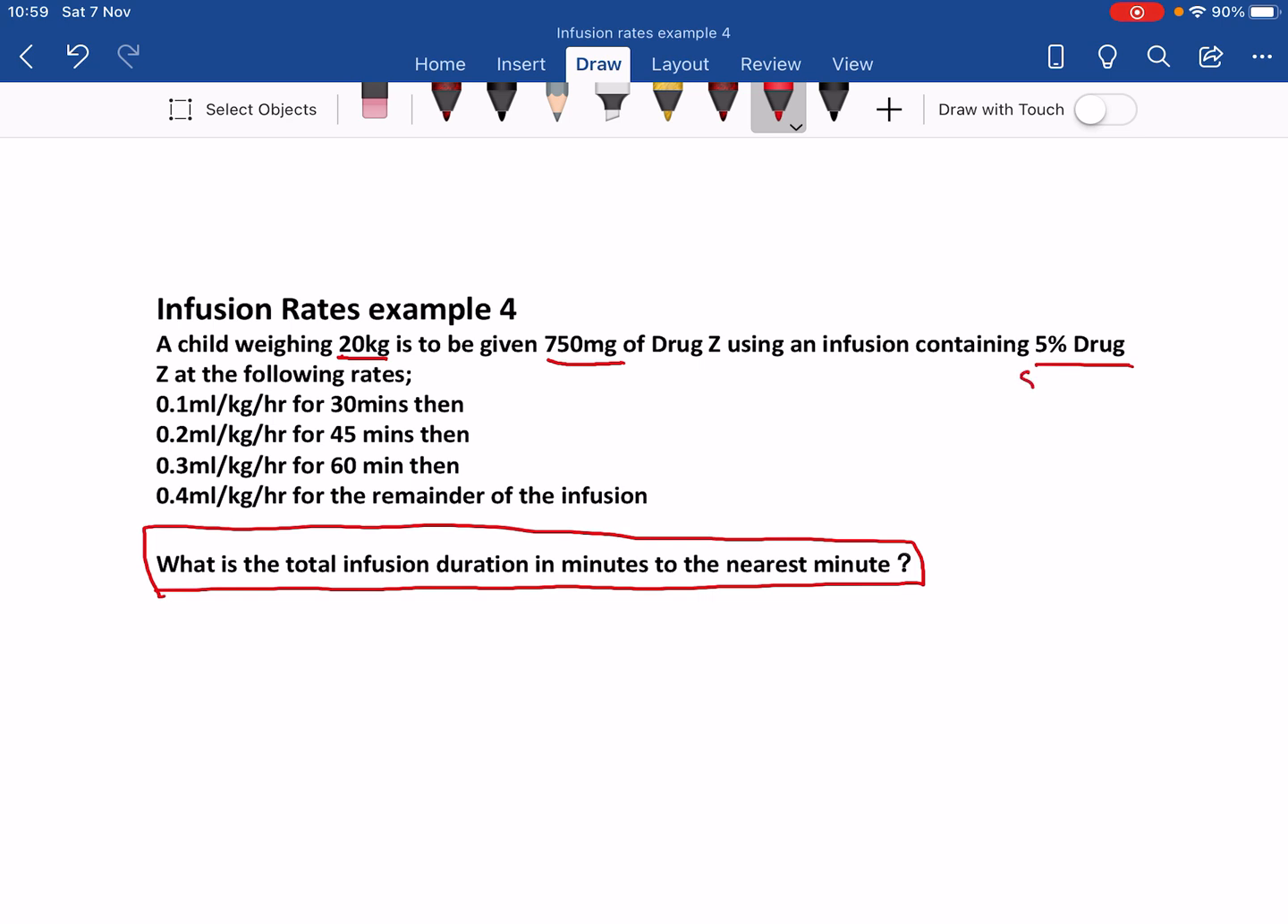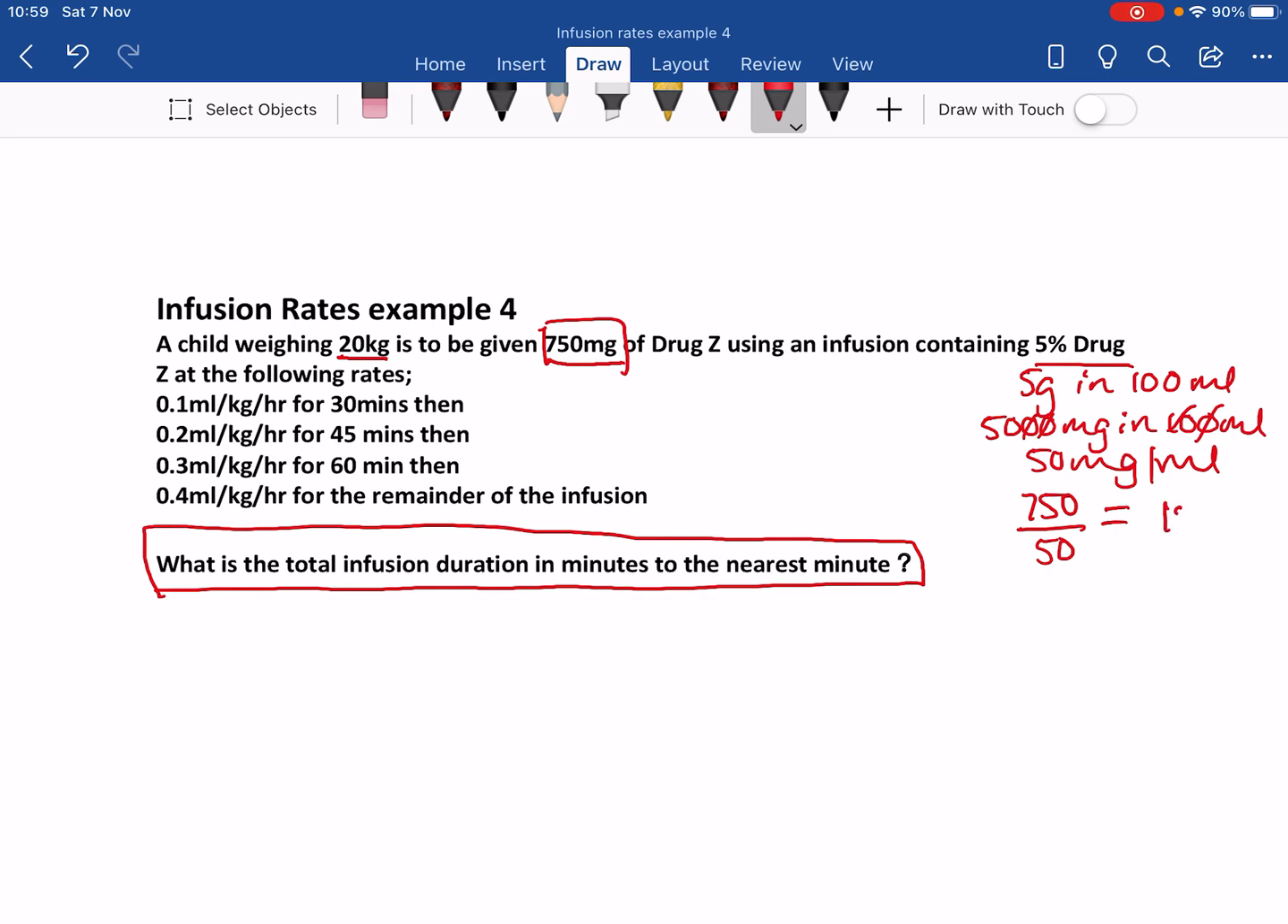So 5% means 5 grams in 100 mils, which is the same as 5,000 milligrams in 100 mils, which is the same as 50 milligrams per mil. And we know they're going to be given 750 milligrams. So divide 750 by 50 means that they need to be given 15 mils in total.